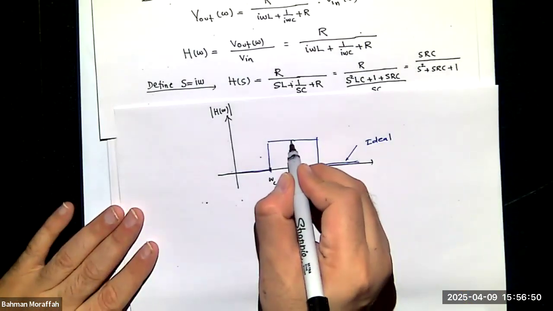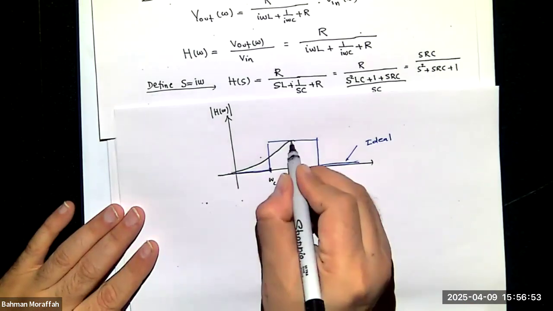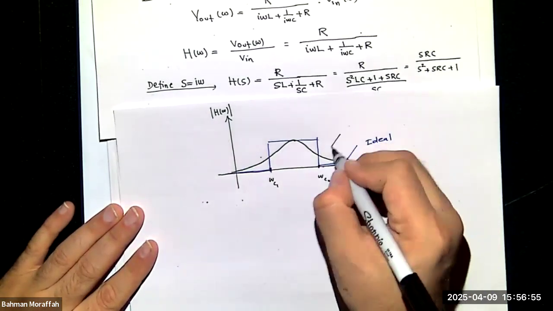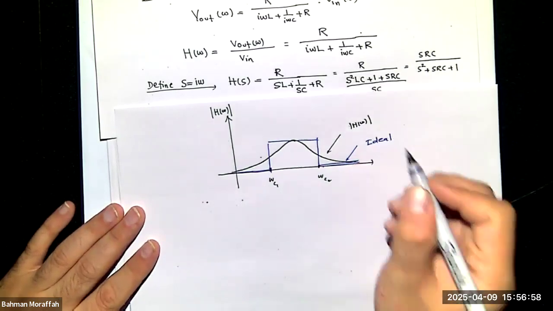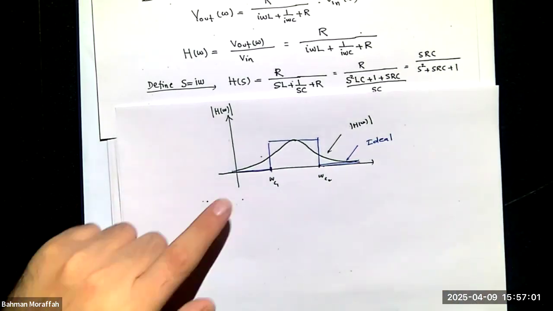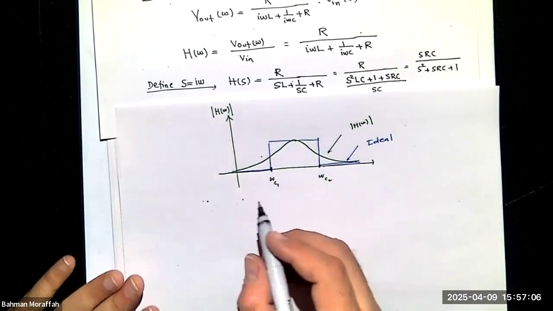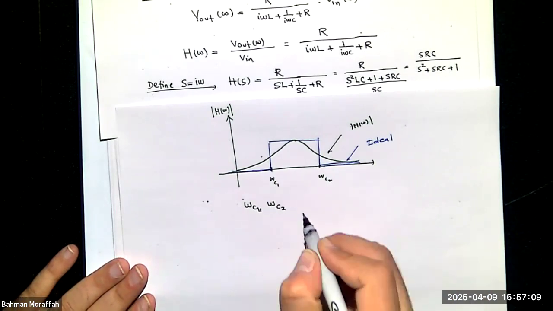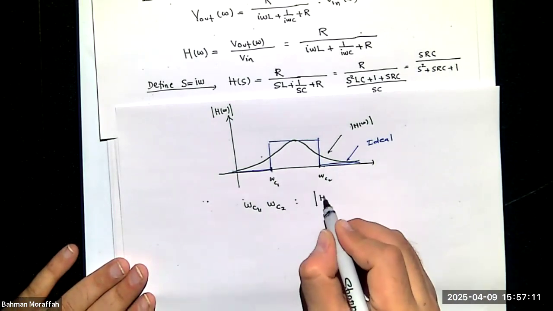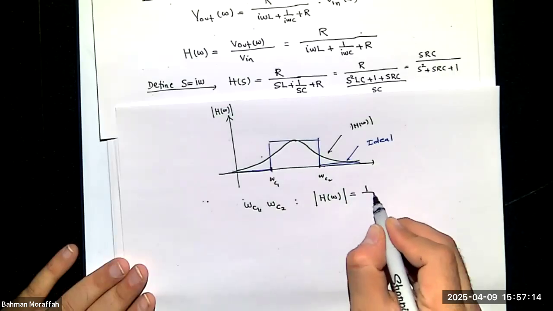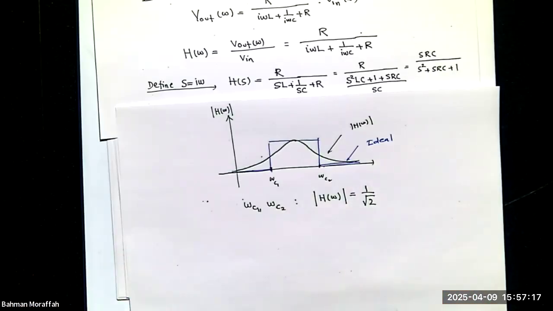This actually looks like this feature. Right? And obviously I have two cutoff frequencies. So to find omega C1 and omega C2, I'm going to have to solve absolute value of H of omega equals 1 over square root of 2. Right? And since this is a second order circuit, if I look at the absolute value of H of omega, it has two roots. Right?